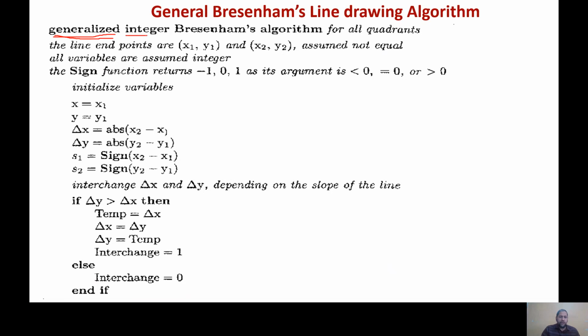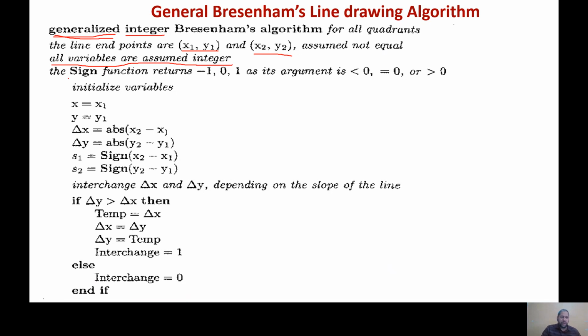Why is it called integer? Because the advantage of Bresenham's algorithm is it uses all the variables as integer. There is no floating point arithmetic calculation. So all the variables are integer. Here the line endpoints are x1 and y1, which is my starting point of the line, and x2 and y2 is the end point of the line, which is entered by the user. All variables are assumed integer, that is the advantage: no floating point arithmetic, the algorithm is very fast.